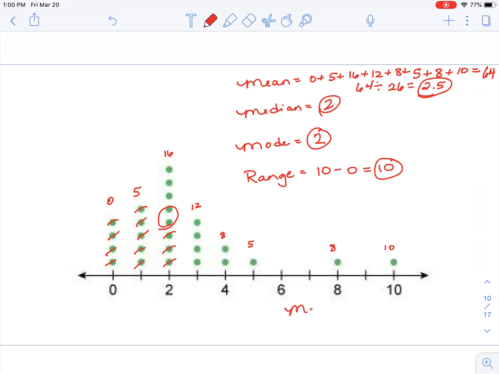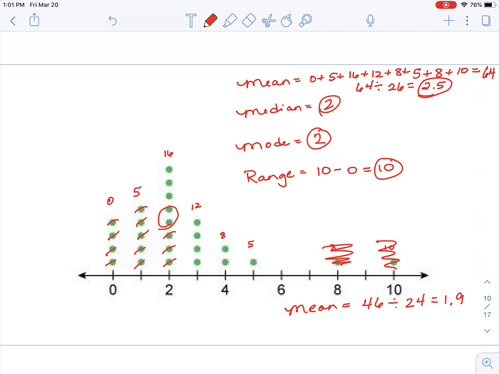Now, let's talk about what the mean would be if we took out the outliers. If we took out the outliers, that would change my total to 46. That would also change the number of pieces of data to 24. And 46 divided by 24 changes my mean to 1.9. Now, I know that's not a huge difference, but you're only dealing with numbers 0 through 10 anyway.